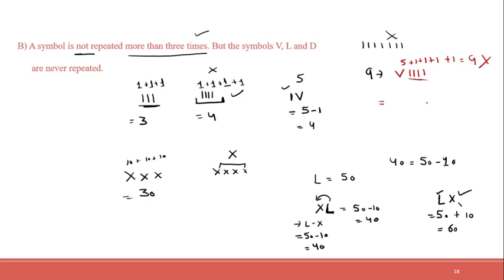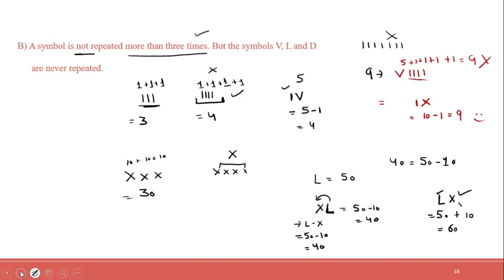We have written 1 four times, but we are not allowed to write it more than thrice. So what will we do? We will write a 10 here and we will write a 1 here. That means 10 minus 1 is equal to 9. Got it? I hope you got it very clearly now. Let's move to the next rule.